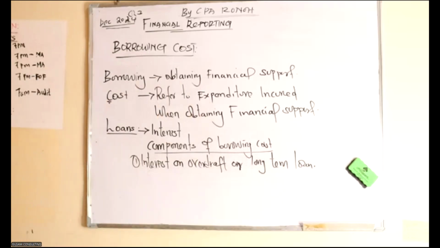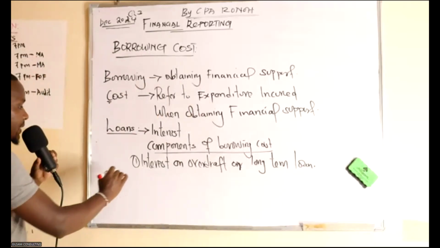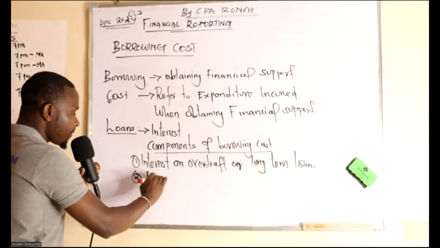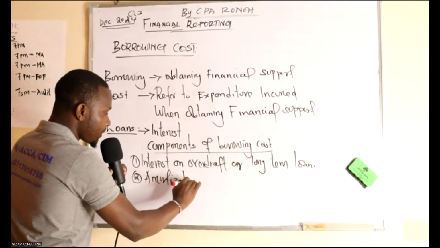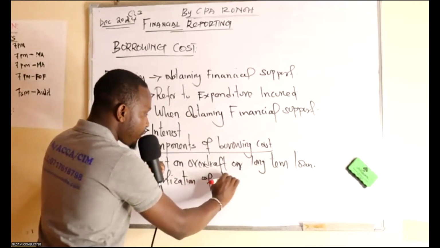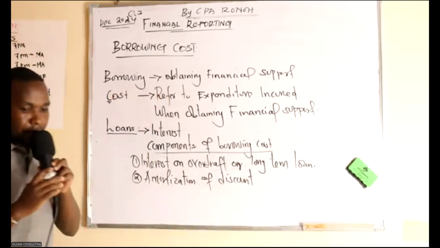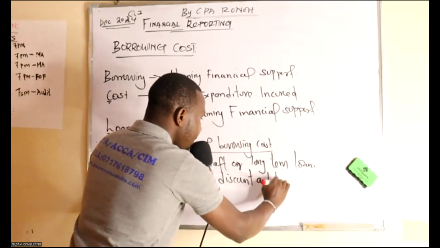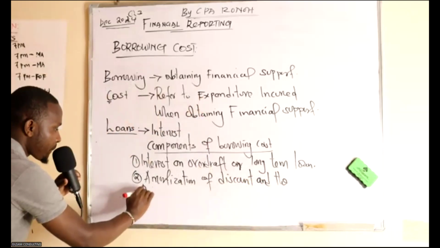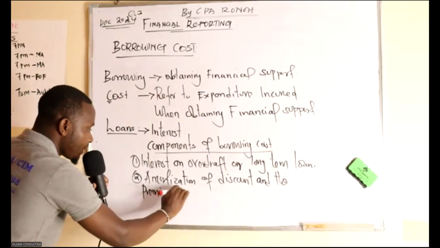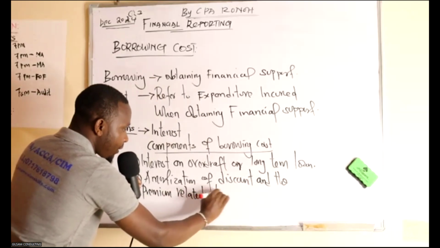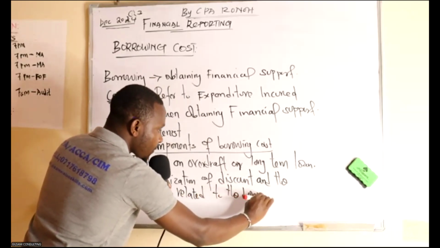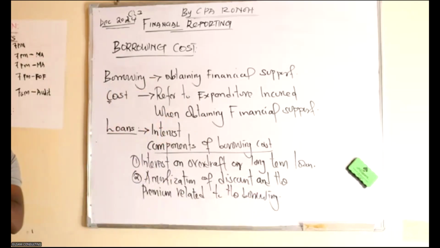And then the second component is amortization of discount and the premium related to the borrowings.